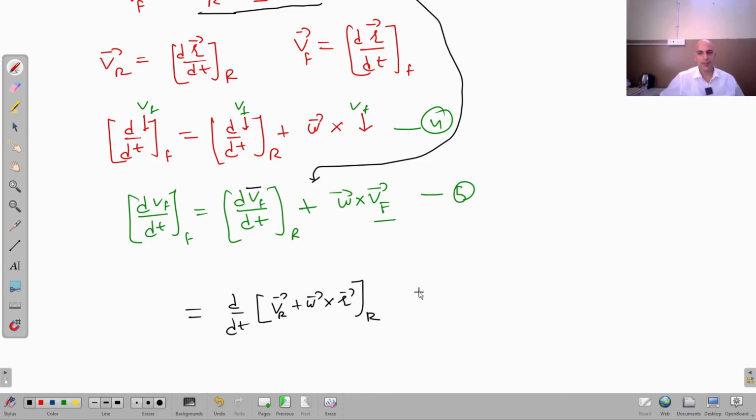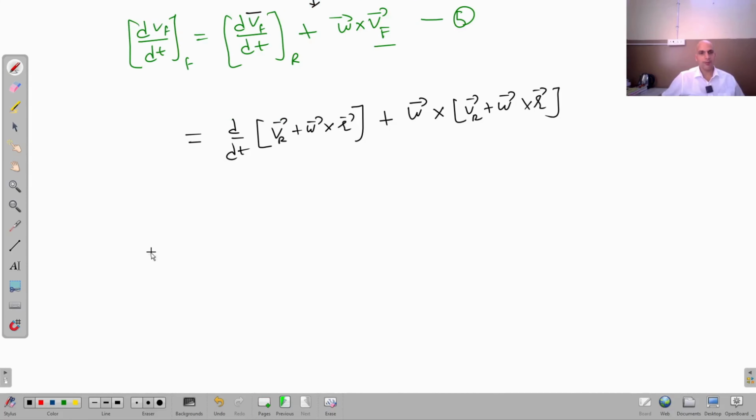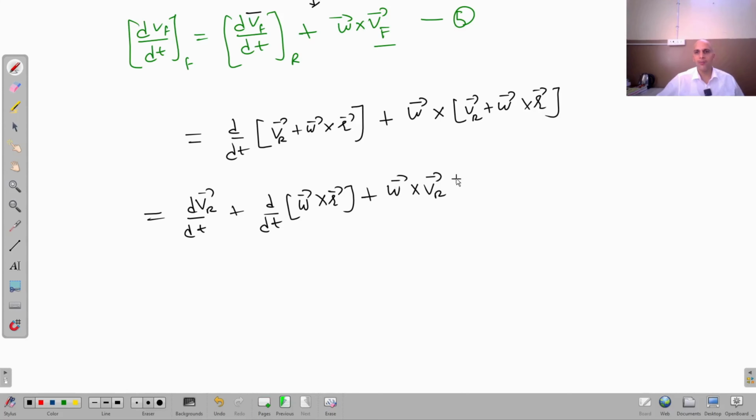Rotating, right? Now there is no need to write rotating because we have replaced it: omega cross Vr plus omega cross R. So when you take the differentiation, this will become d upon dt in the rotating frame plus d/dt of omega cross R plus omega cross Vr plus omega cross R. This is the term that I got here.